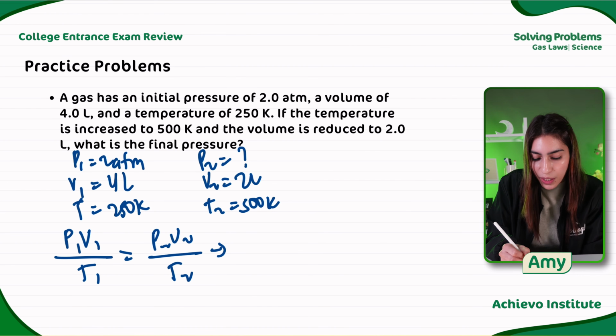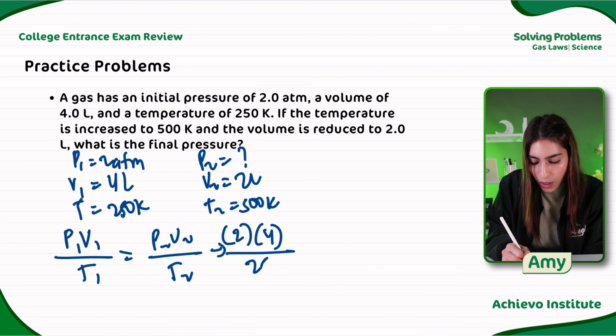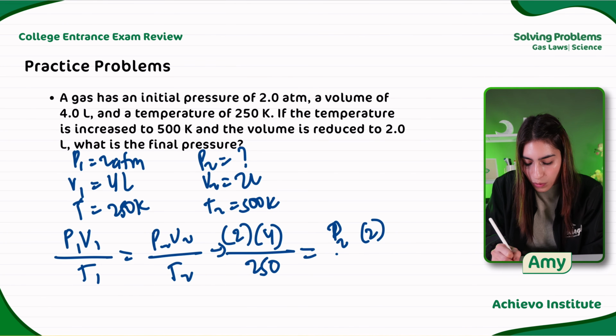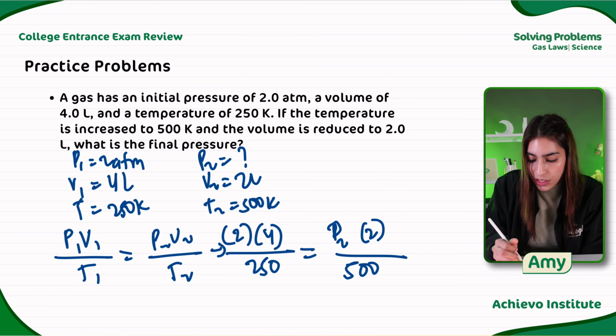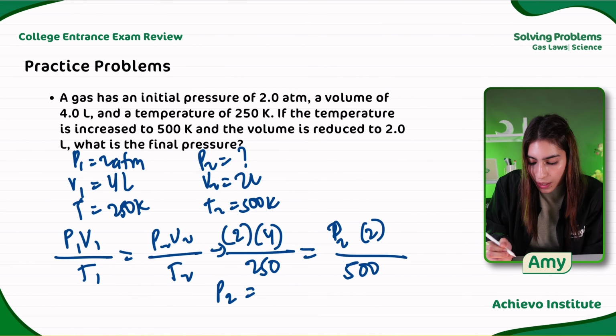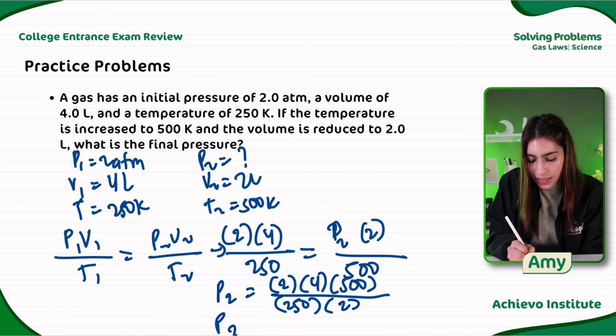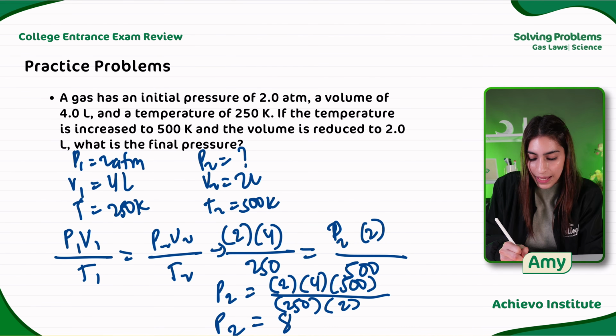So let's just plug and play. 2 times 4 over 250 is equal to what we're looking for, yung P2 times 2 over 500. So let's just transpose. We get P2 is equal to 2 times 4 times 500 all over 250 times 2. This gives us P2 is equal to 8.